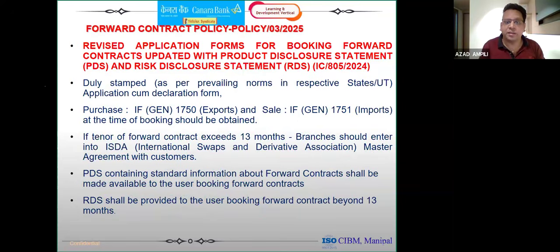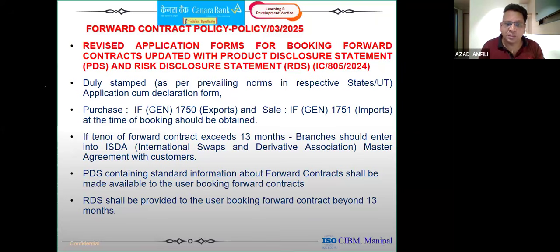Revised application forms are there. Revised application forms for booking forward contracts, updated with product disclosure statement and risk disclosure statement. Let us understand what all these things are. First, forward purchase contract: what is the form? New form IEF 1750. For imports, IEF 1751. At the time of booking, we should obtain these two forms.